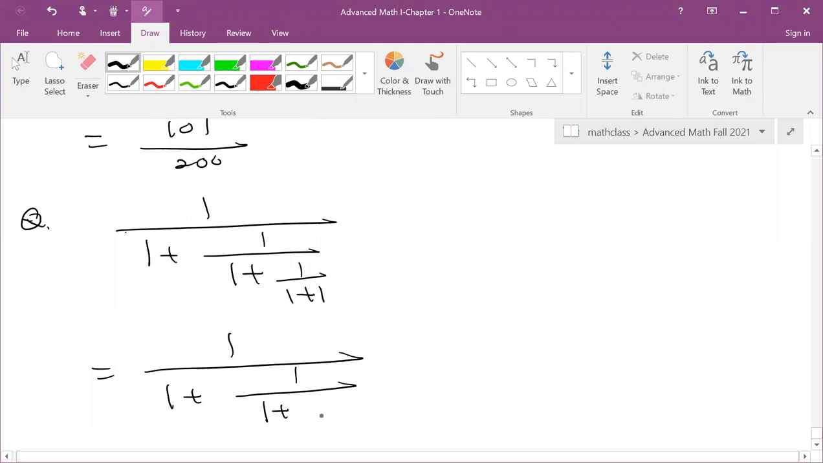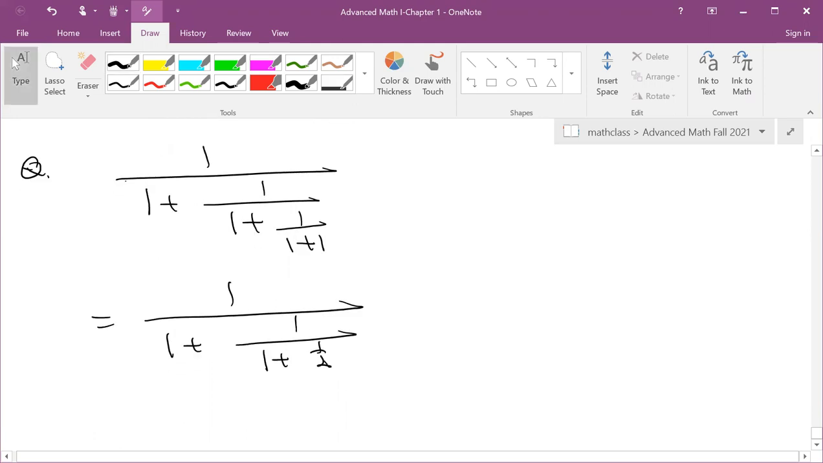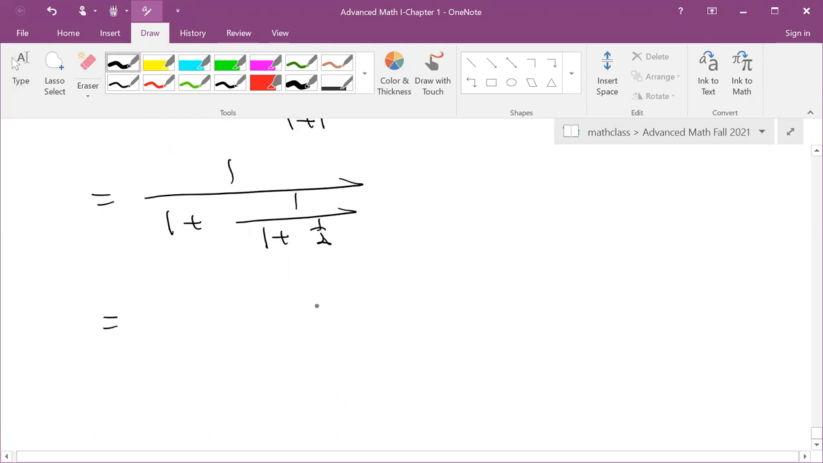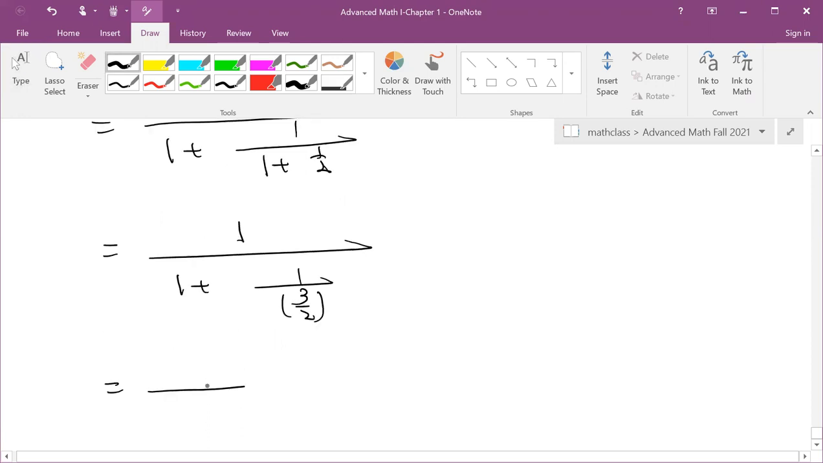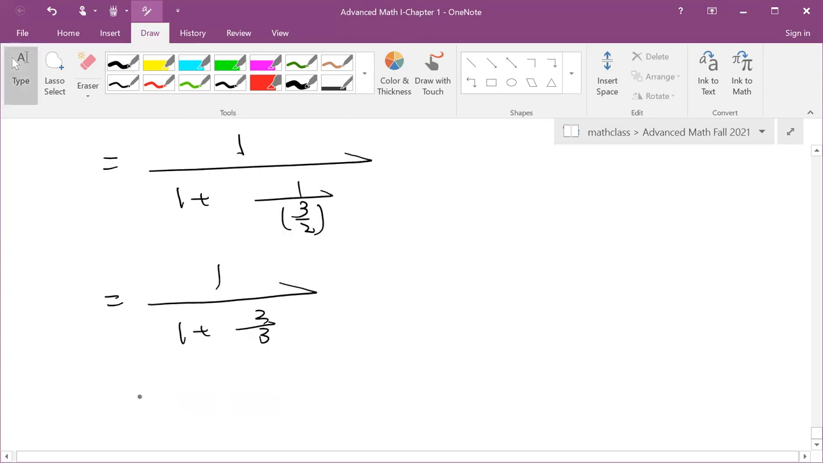1 over 2, right? Then I get 1 plus 1/2, which is 3 over 2. Then I turn it upside down. I got 2 over 3, right? Then I combine them. I got 5 over 3, right? 1 plus 2 over 3 is 5 over 3. Then turn this upside down, I got 3 over 5. So it's a fraction, right? It is a fraction.